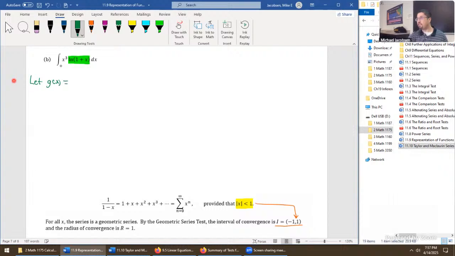Let g of x, to start it off, be natural log 1 plus x. First thing we do is differentiate. G prime of x is 1 over 1 plus x, multiply by the derivative of 1 plus x through the chain rule, and now we're done. We get exactly that. That means it's automatically ready to fit. Here, we just need to force the negative sign. So write in 1 over 1 minus negative x.